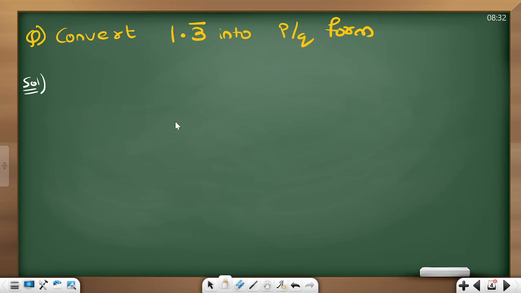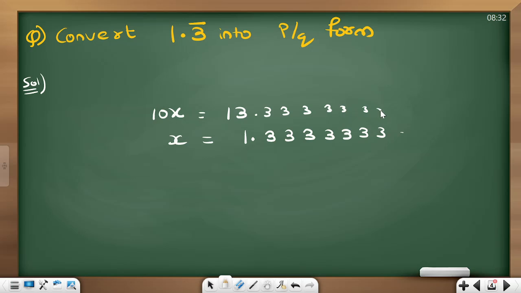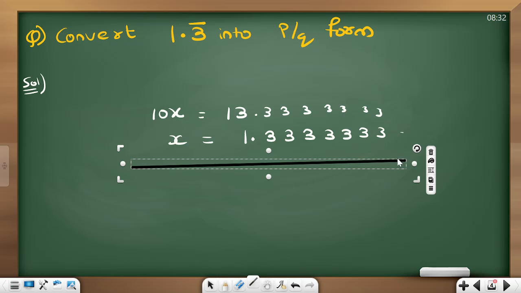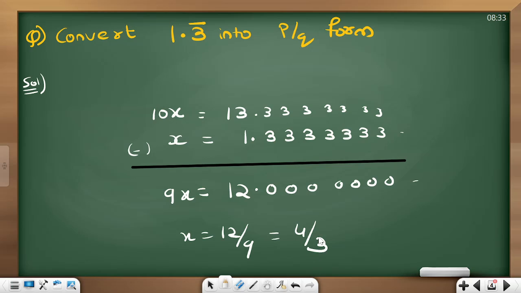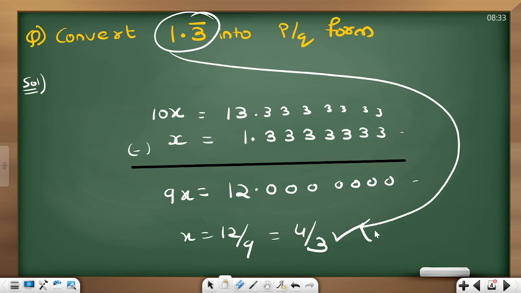So see carefully, you should take x equal to 1.33333 and so on, right? Now I want to multiply it with 10. Then 10x will become 13.3333 and so on, right? Now I am going to subtract. So I am going to get 9x is equal to 13 minus 1, 12.0000000 and so on. Therefore x equal to 12 by 9, that is 4 by 3. Therefore 1.3 bar is nothing but the fractional form 4 by 3.